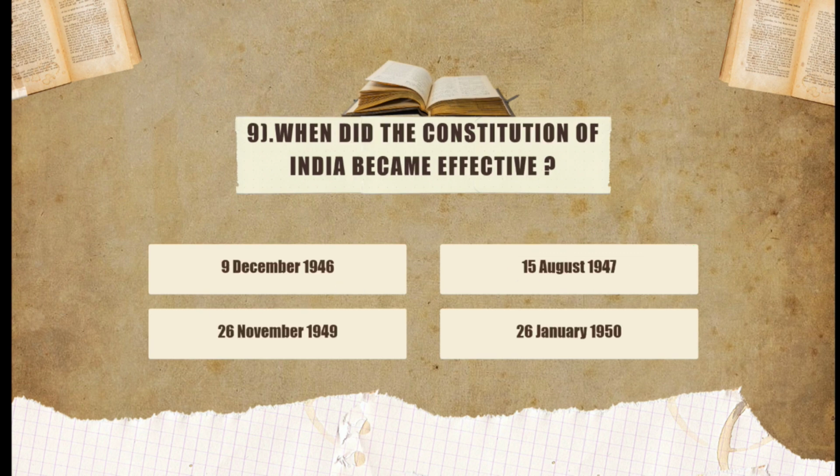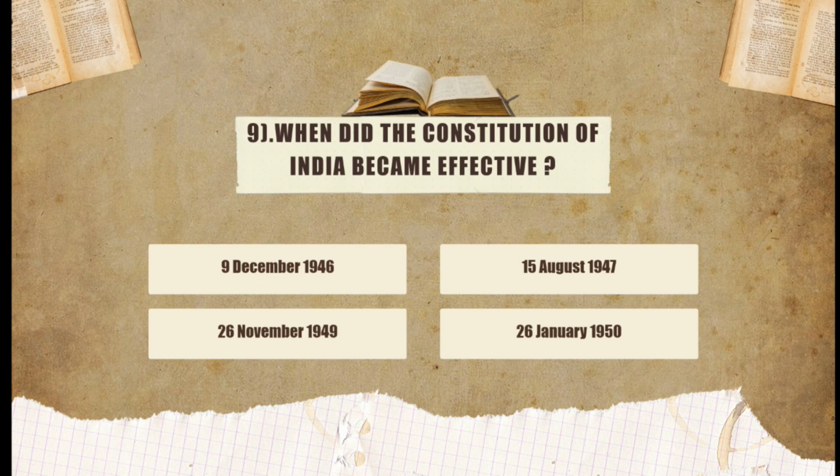Question number nine asks: when did the Constitution of India become effective? The options are: option A, 9 December 1946; option B, 26 November 1949; option C, 15 August 1947; and option D, 26 January 1950. When did the Constitution of India become effective?